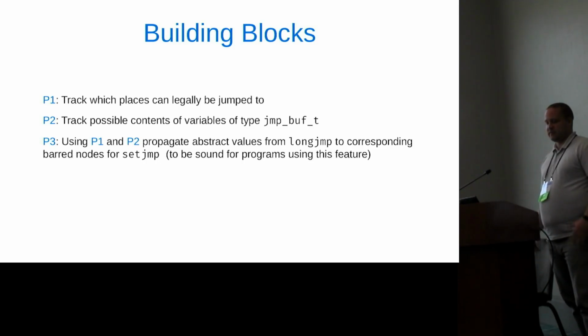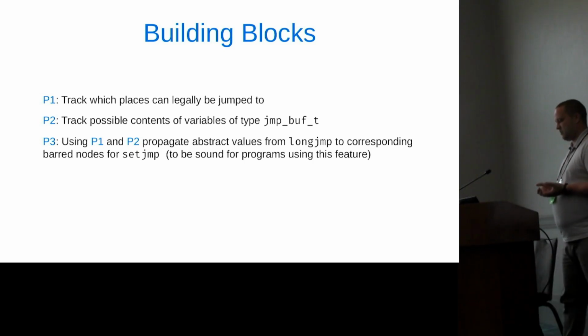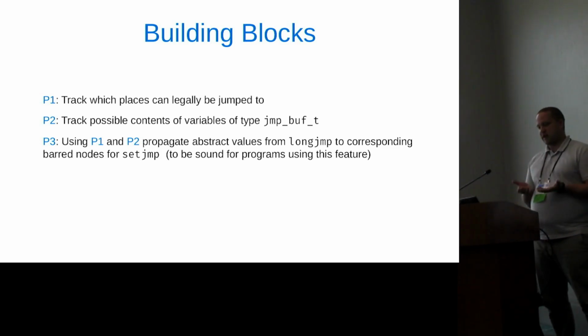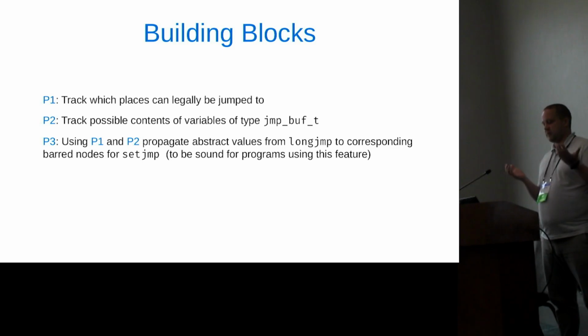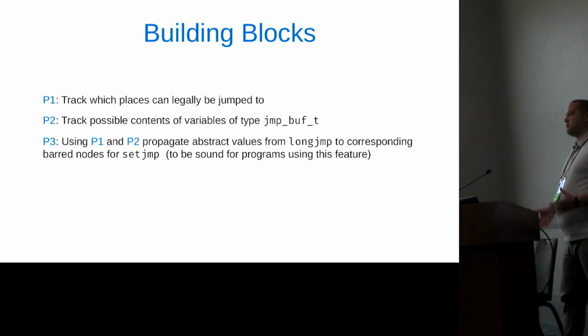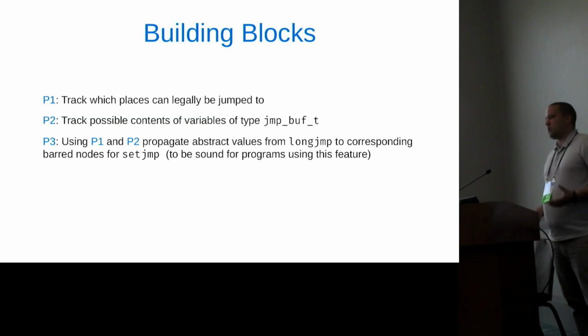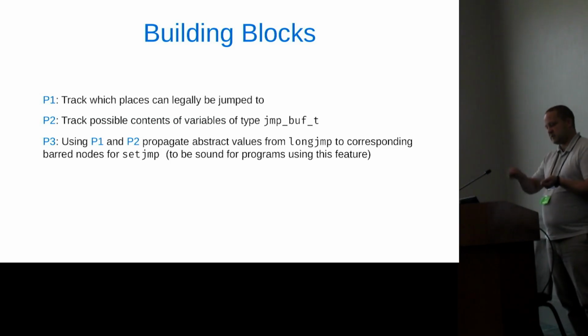Okay, so this is the basic setting. And then we have identified 3 building blocks that we assemble our analysis from. First, we need to track which places I can actually legally jump to. Then I also need to track the contents of these variables that have this type jump buff t. And once I have these 2 together, I can use them to propagate the values from the places where long jump happens to the places where the corresponding set jump is. This means that I account for these flows, and then I become sound in the presence of usages of set jump, long jump.